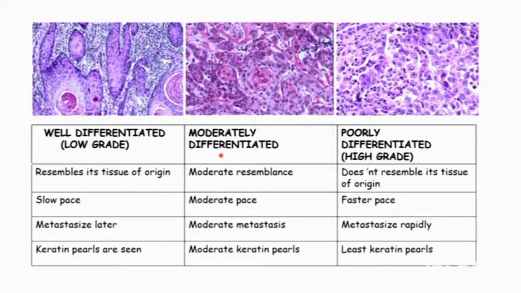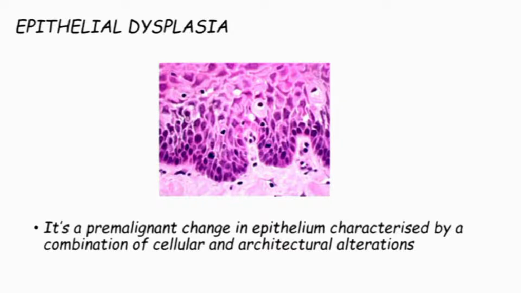All these conditions arise from abnormal epithelium. This leads us to the term epithelial dysplasia. Epithelial dysplasia is a pre-malignant change in epithelium characterized by a combination of cellular and architectural alterations.